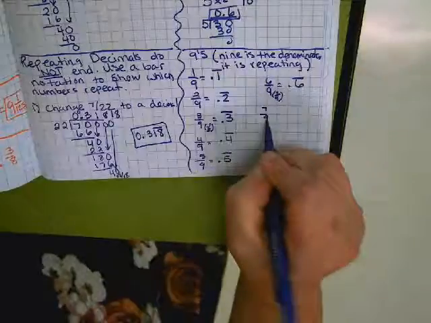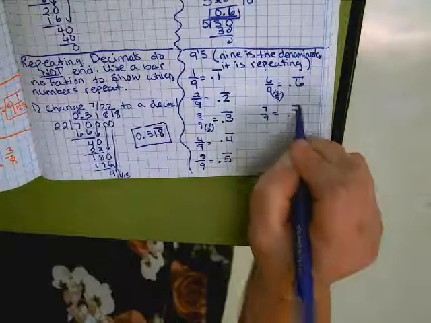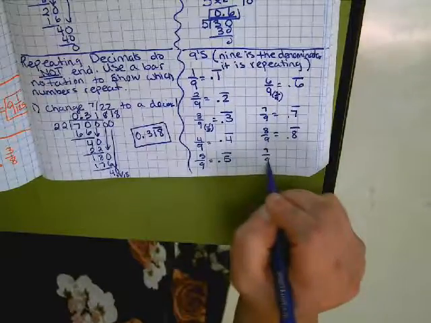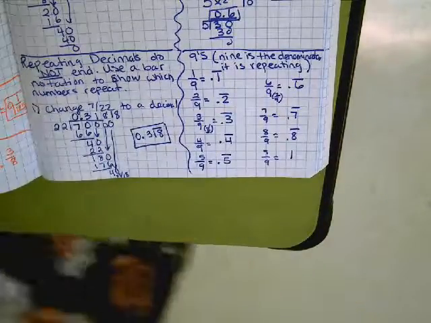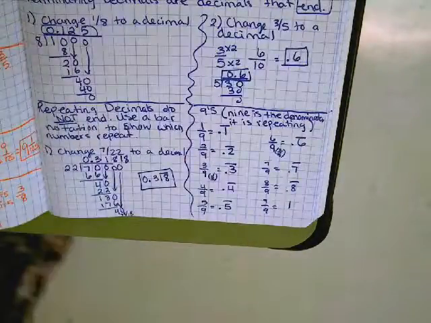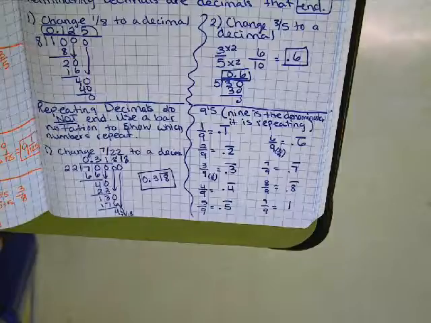7/9 is 0.7 repeating. 8/9 is 0.8 repeating. And 9/9 is 1. You are now ready to try the practice questions. So go ahead and move on. Remember, you can use your notes in the practice section.